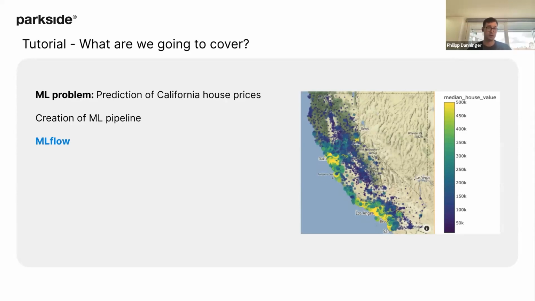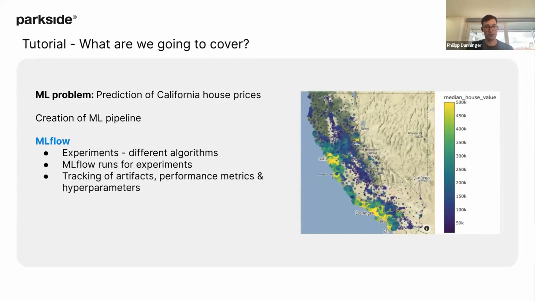To me, it is more important to really show the capabilities of MLflow and how you can implement it. And what are we going to do with MLflow? So first, we're going to set up two experiments, one experiment per algorithm. Then we can do multiple runs for these experiments if we want to, track the artifacts, performance metrics, and hyperparameters, register a model later on, and show how with a registered model we can predict house prices and come up with a final model.